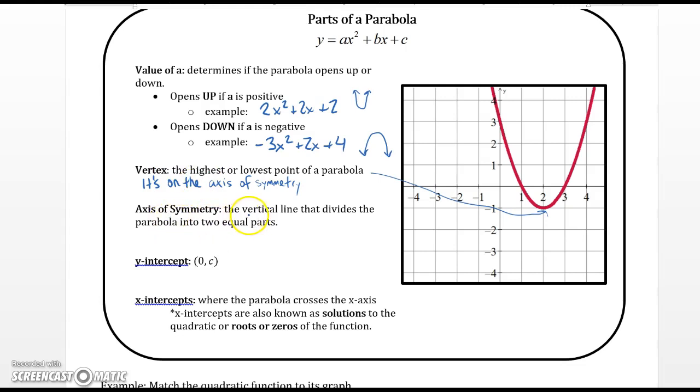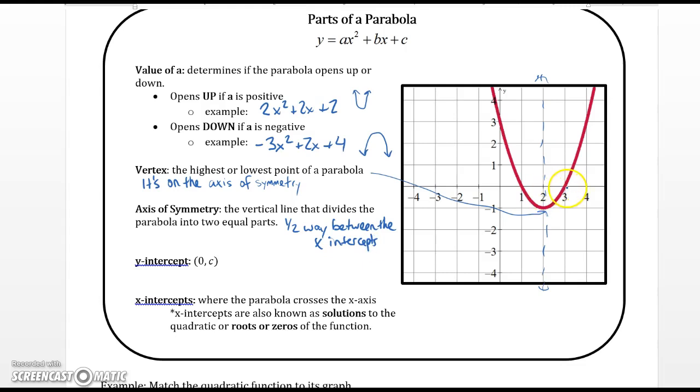Okay, so the axis of symmetry is the vertical line that divides the parabola into two equal parts. A lot of times we'll have you graph a dashed line down through your graph to help you. Sorry about the jet cameras. So that's your vertical line that divides the parabola. It's a line of symmetry, the axis of symmetry. That's always going to go through that vertex. It is always going to be halfway between the x-intercepts.